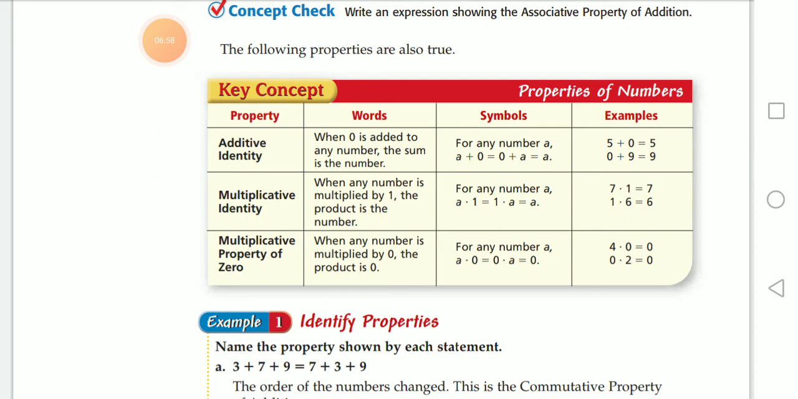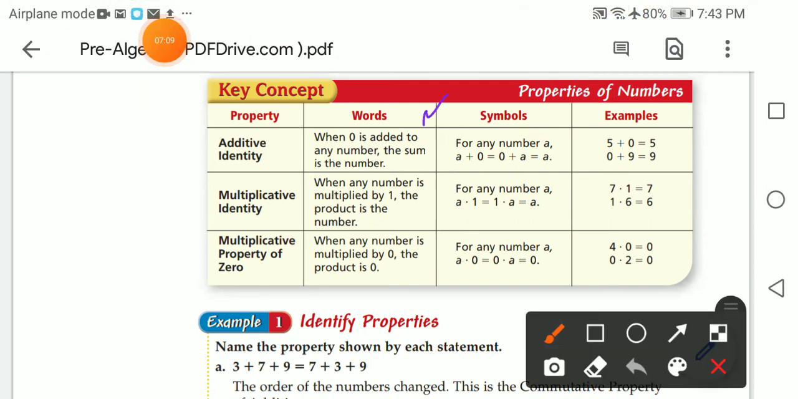The following properties are also true. I have additive identity. What's the additive identity? When 0 is added to any number, the sum is the same number. Okay, this is easy. I know that you know it. A plus 0 is the same as 0 plus A, which is A. When you add 0 to any number, it gives you the same number. Example: 5 plus 0 is 5, 0 plus 9 is 9. It's very easy. It's the additive identity.